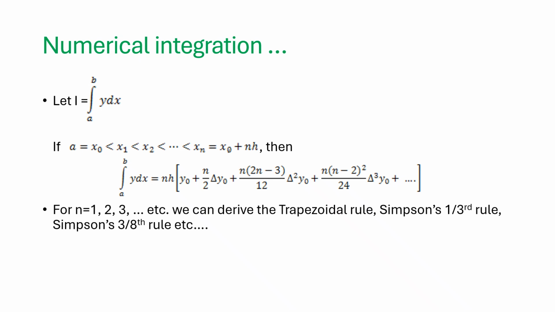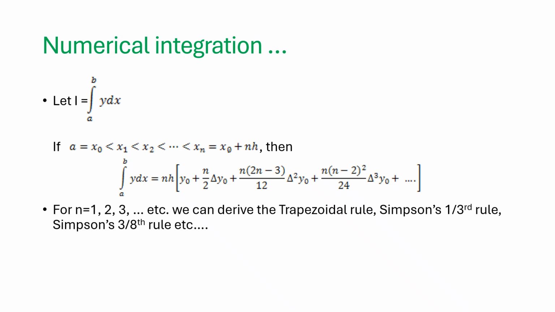So it's a standard result. The integral from a to b of y dx can be approximated as n h times [y0 + (n/2) Δy0 + (n(2n−3)/12) Δ²y0 + etc.]. You can refer to some numerical integration books and you can see that result. It's very famous and generally used.